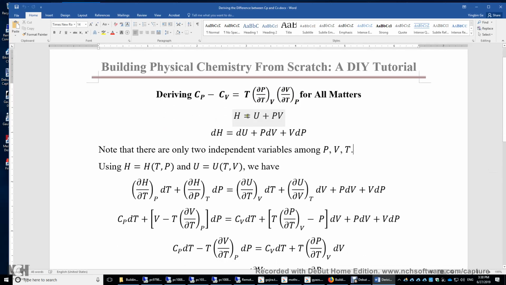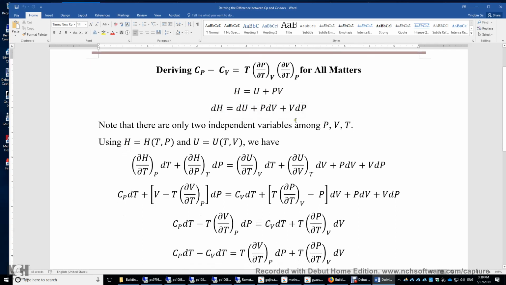We start from H equals U plus PV, which is the definition of enthalpy. Therefore, dH equals dU plus PdV plus VdP. Note that there are only two independent variables among P, V and T. You can pick any two. Therefore, we can write H is a function of T and P, and U is a function of T and V.